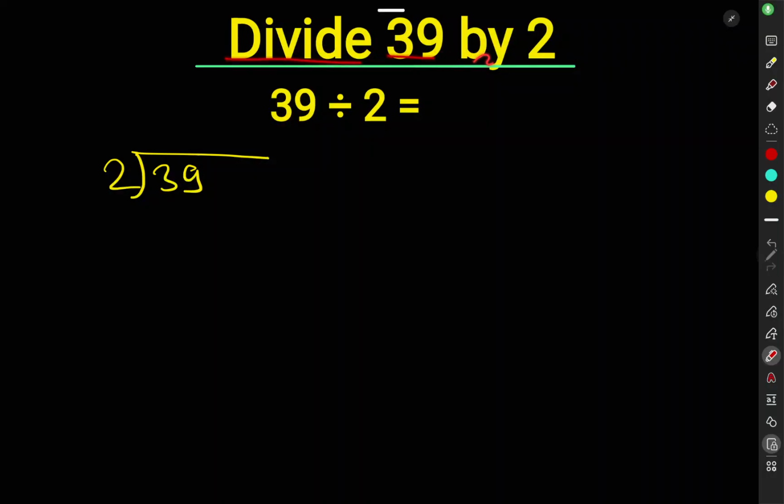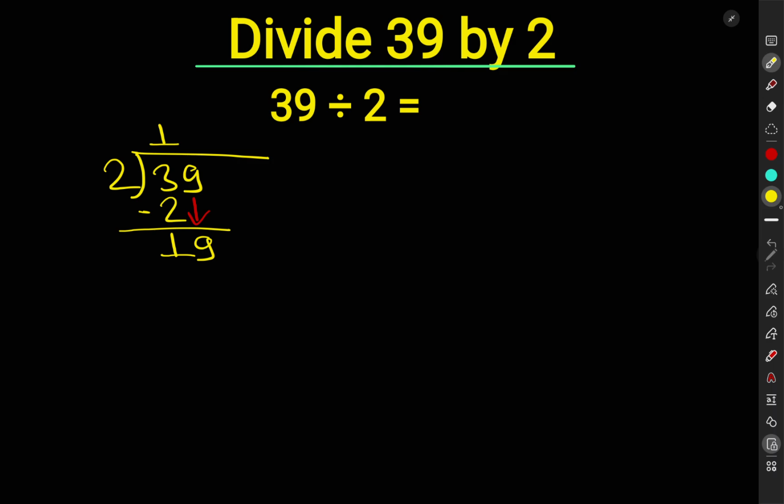Divide 39 by 2. So here we divide 39 by 2 in a long division method. So 2 times 1 means 2. On subtracting we get 1. Now this 1 is less than 2, so we put down the number beside it, which is 9.